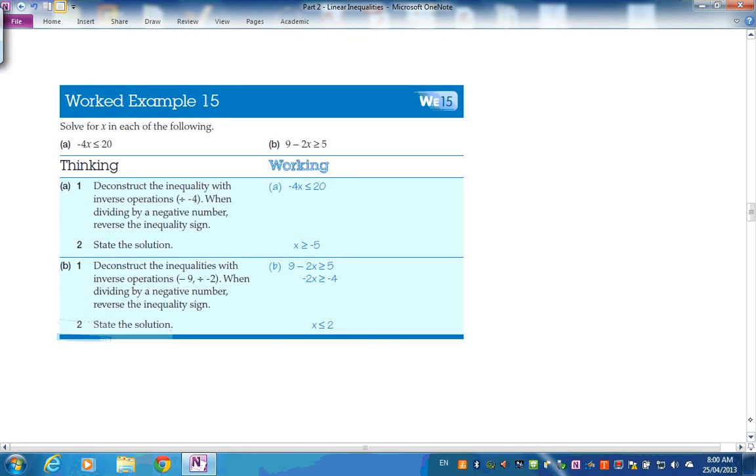Okay, so here we have the exception. This is very, very important. This is the exception to using the same rules for solving inequations or inequalities as what we did for equations. Let's have a look at how it arises.